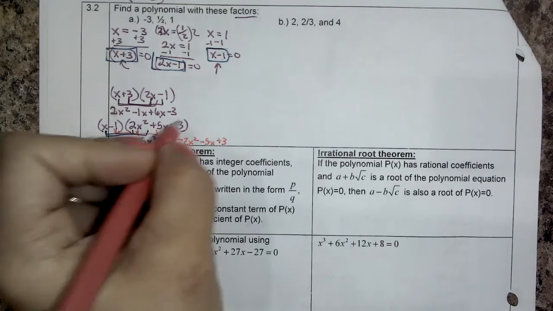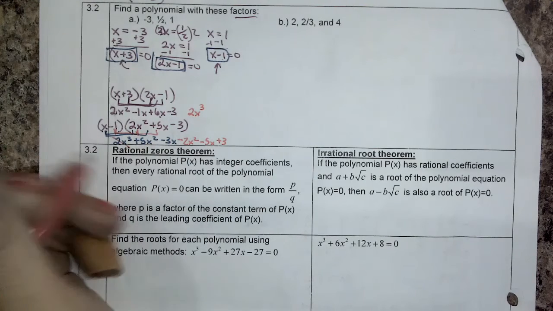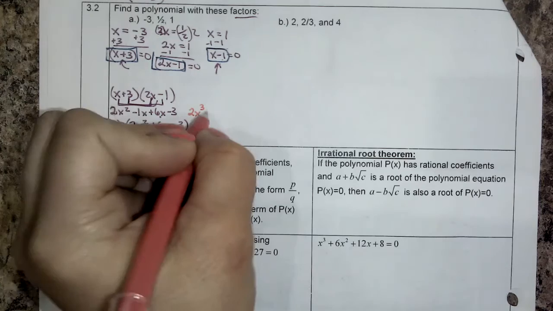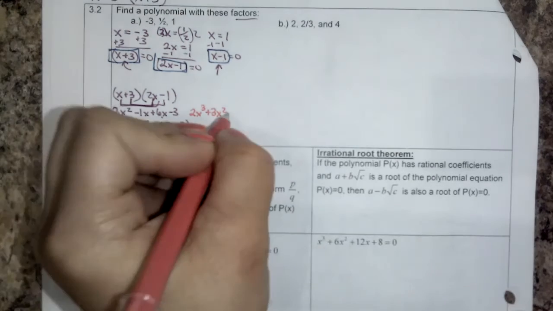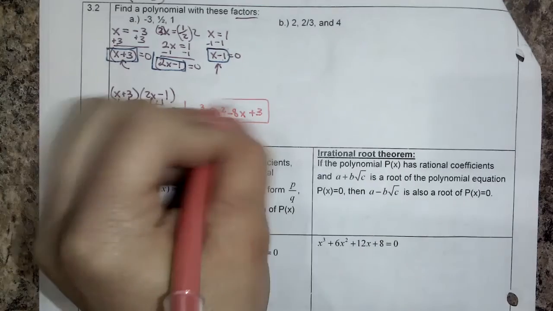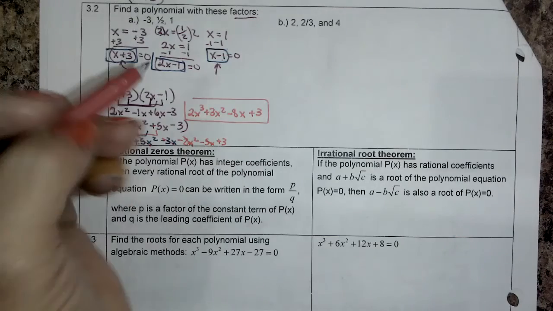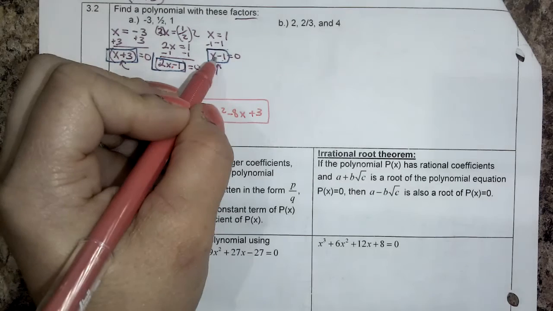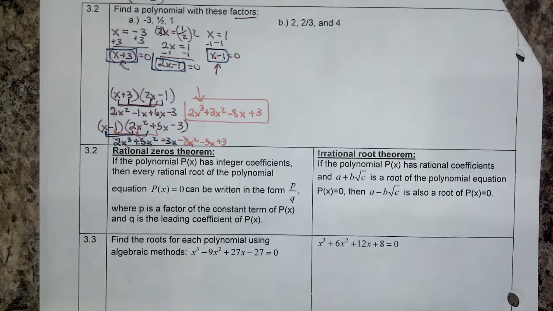So now I'm going to write it out. 2x to the third, nothing to combine it with. 5x squared minus 2x squared is 3x squared. -3x and -5x is -8x. And then plus 3. And that is the polynomial that I started with. Now notice I had how many factors? 1, 2, 3 factors, which means I had better have a third power when I finish.